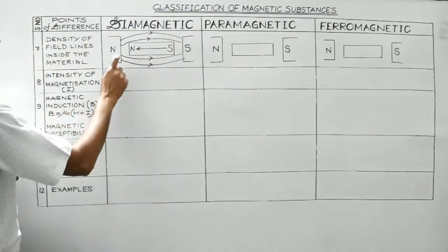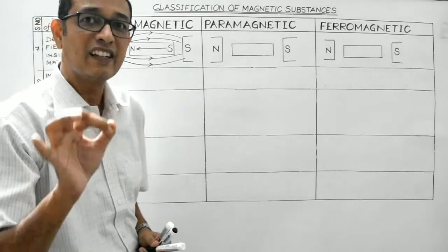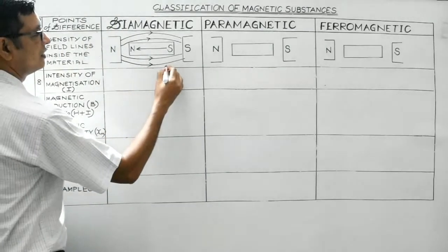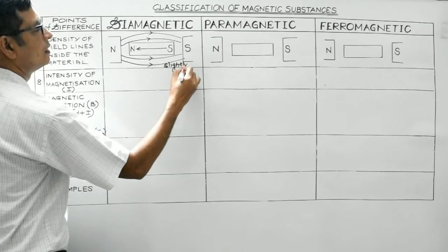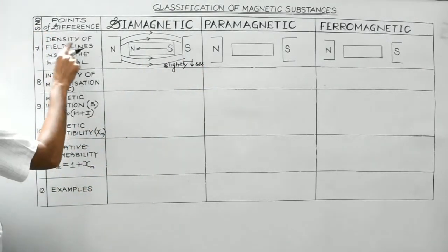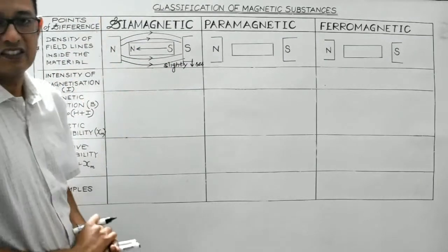So it is getting repelled. The field lines are getting repelled from it. So as a result, here the density of the field lines inside the material slightly decreases. The density of the field lines inside the diamagnetic material slightly decreases, right?